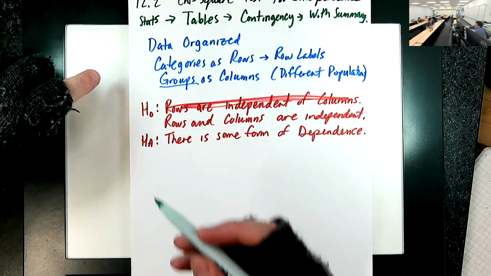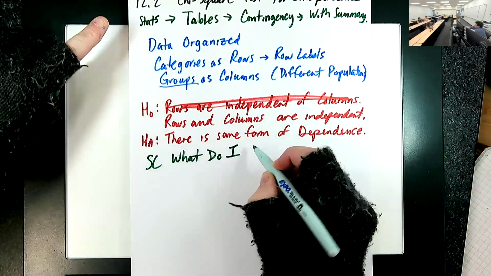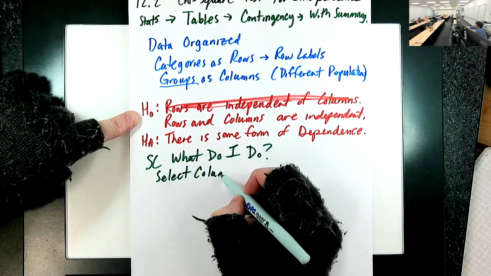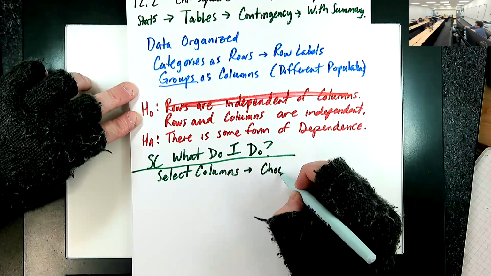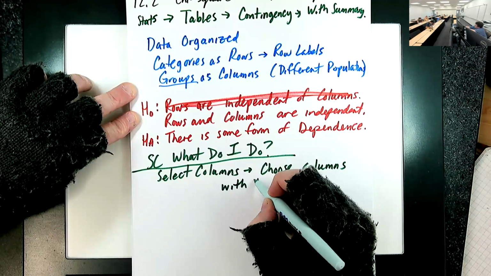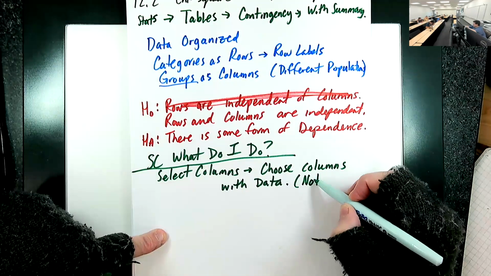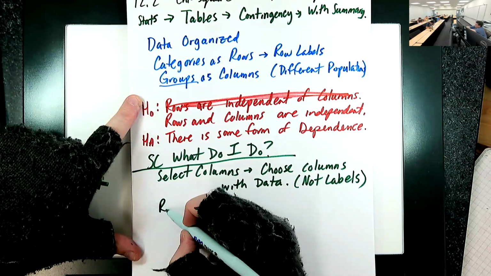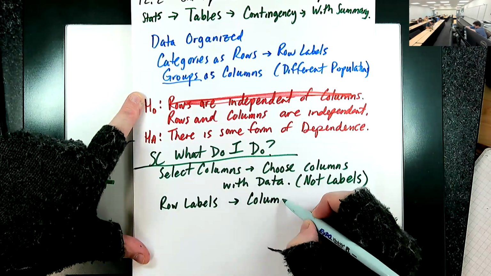So in StatCrunch, this is what you're going to see when you go to that list. When it asks you to select columns, this is where you choose the columns with the data. Not the labels column. There's actually a box for row labels. Row labels, that's where you tell it the column that has the row labels in it.